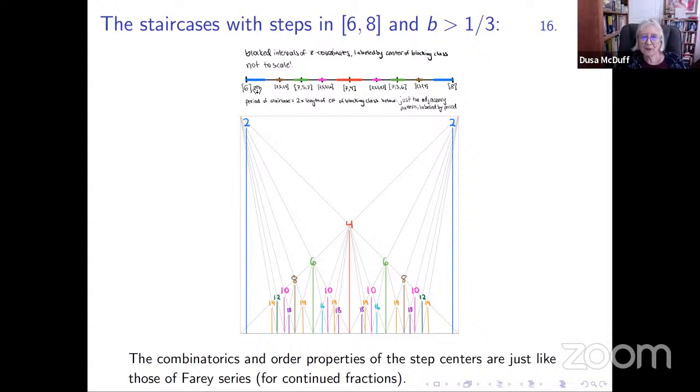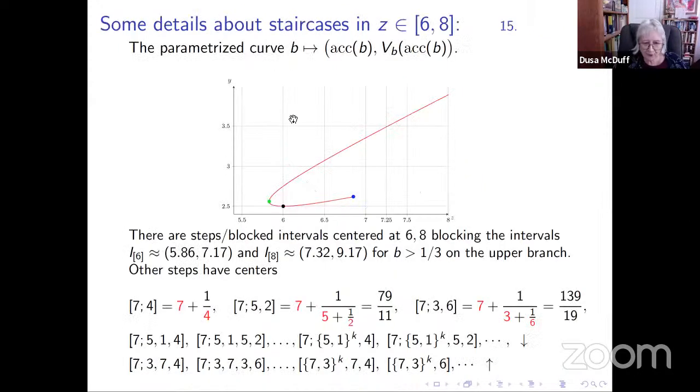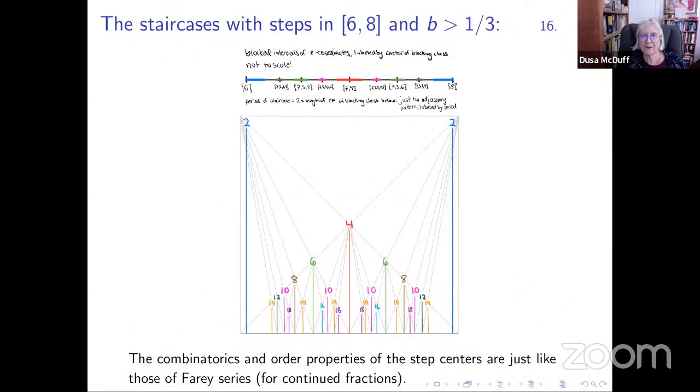So to the 6 and 8, which sort of live at the top level, the staircases are 2 periodic. That means that when you look at the continued fractions, they repeat 2 digits. This one repeats 5 and 1, and this one repeats 7 and 3. So they're 2 periodic staircases. But when you look at the staircases converging here, they're 4 periodic staircases. The green ones are 6 periodic, and the brown ones are 8 periodic.